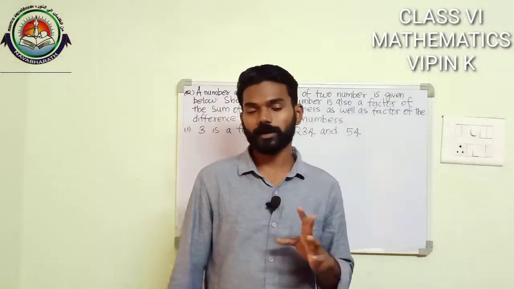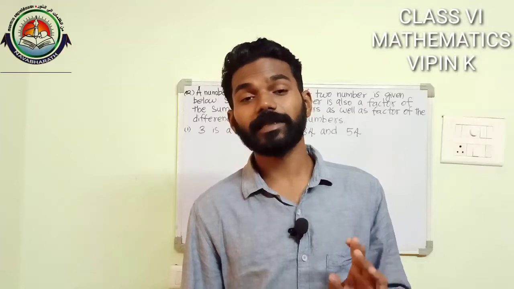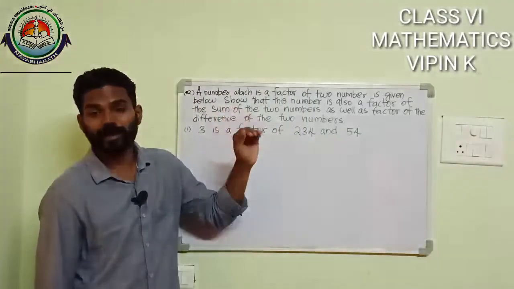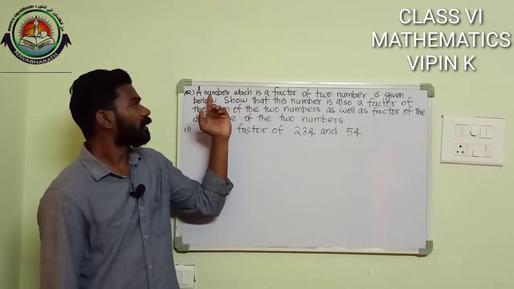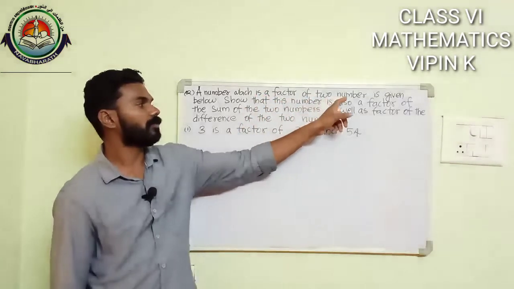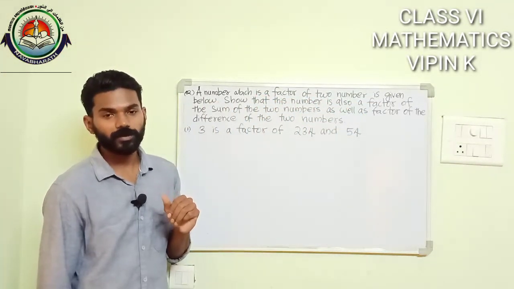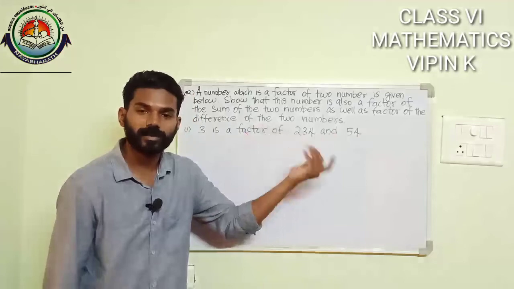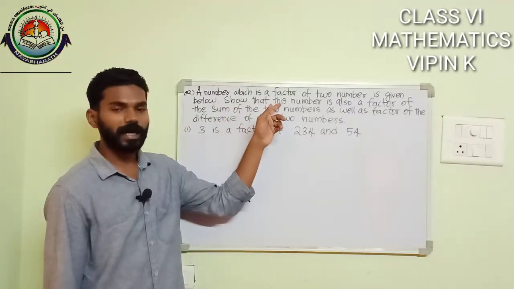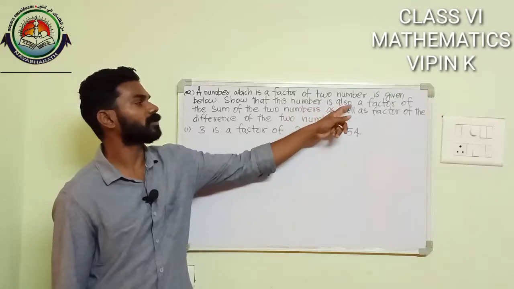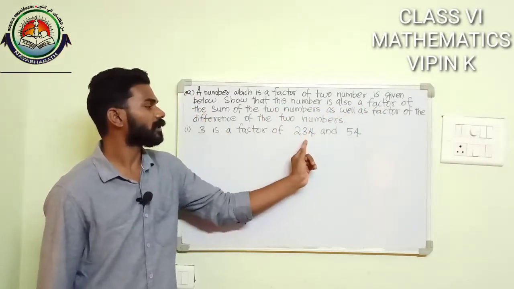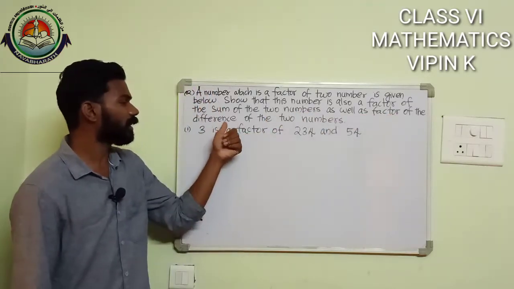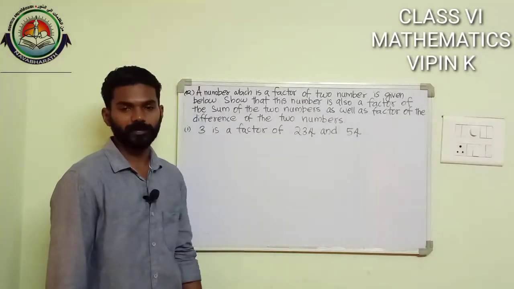Look here, we are going to discuss a problem related with our third and fourth properties. Okay, so first of all, just read and understand the question very well. A number which is a factor of two numbers is given below. Show that this number is also a factor of the sum of the two numbers as well as a factor of the difference of the two numbers.